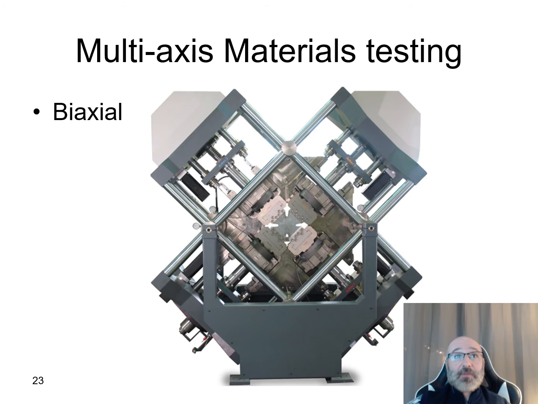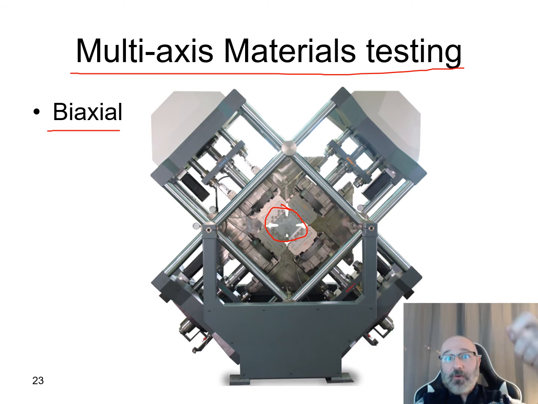So another type, though, is our multi-axis testing machine. This right here shows a biaxial tension testing machine. You can see right in the center there, there's our sample. Let's just say we want to pull something in 2 different directions like this, all in tension. This is a great machine to do this.